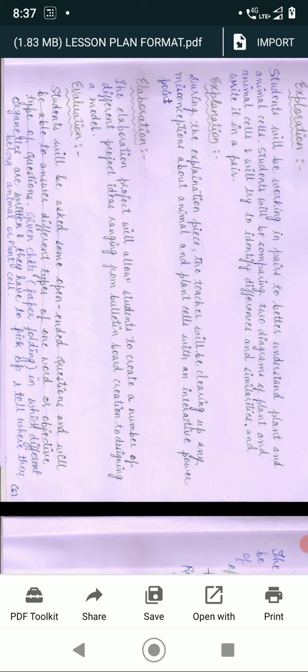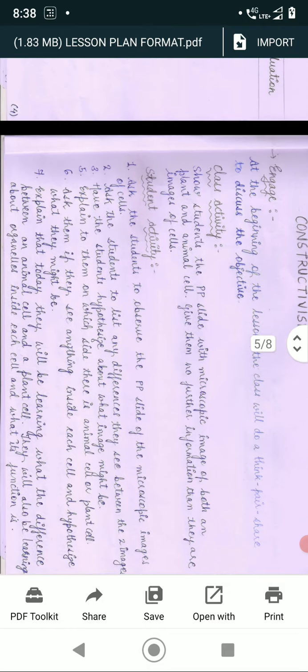When we have to evaluate it, then we can give some paper folding sheets in which different organelles are written and they have to pick up and tell where they belong. Is it an animal cell or the plant cell? Or also we can ask some open-ended questions, and if they are able to answer about different types of cells, that would be worthwhile also. So in this way we can include different types of points by engaging, exploring, explanation, elaboration and evaluation.